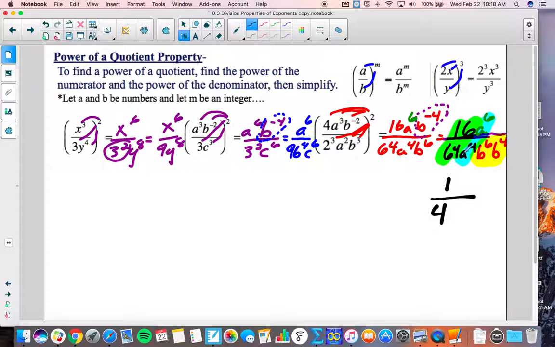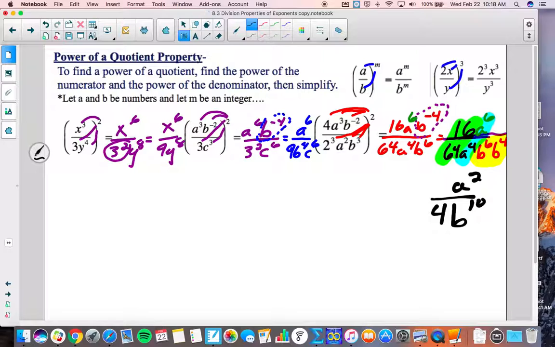a to the 6th divided by a to the 4th. We subtract the exponents. The top wins, so it's a squared on top. These guys are buddies. Really, we have 6 b's getting multiplied together and 4 b's getting multiplied together on the bottom. So together, that's 10 b's being multiplied together, b to the power of 10. We can erase that 1. We don't need the 1 there.